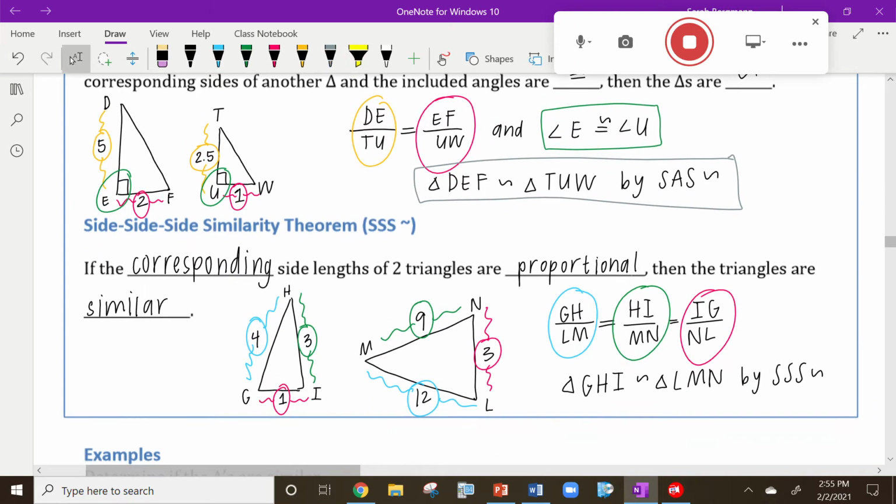Finally, we have the side-side-side similarity theorem. So this is a case where you don't know any of the angles, but the corresponding side lengths are all proportional. So for example, if you check this out, 4 over 12, 3 over 9, and 1 over 3, they are all the same ratio, 1 to 3. So that means that we can say these two triangles are similar by side-side-side similarity.